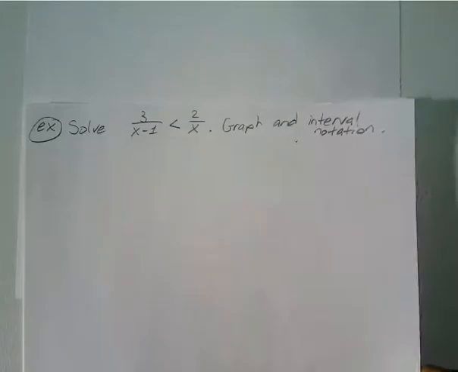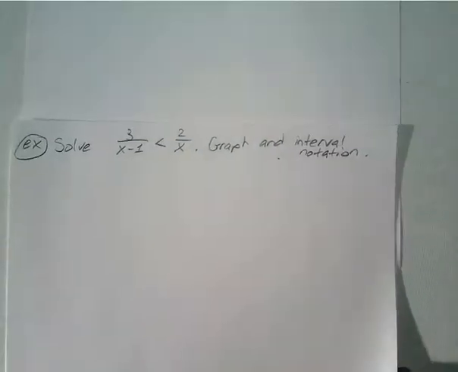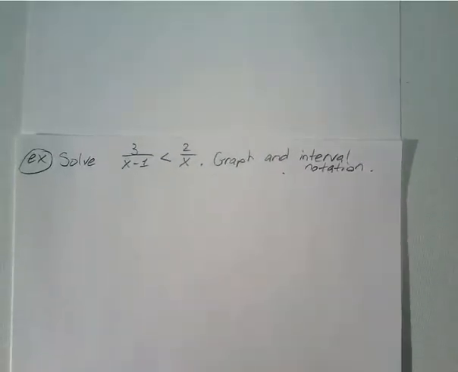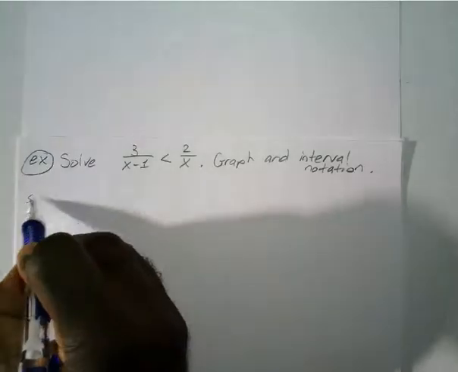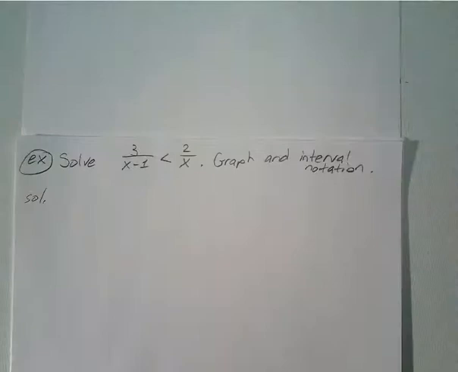Straighten up the papers here. Okay, so what if we wanted to solve 3 over x minus 1 is less than 2 over x? Okay, so if you remember from the very beginning, you want to move everything to one side of the inequality symbol and make it one fraction before you do anything else.